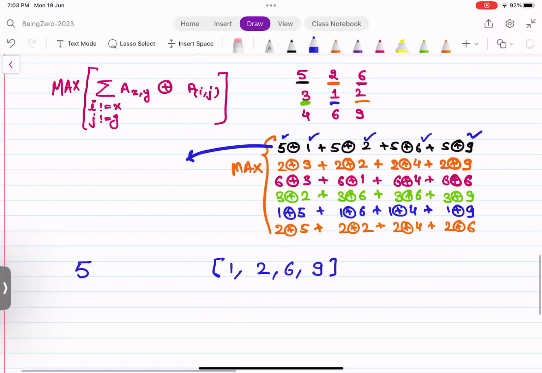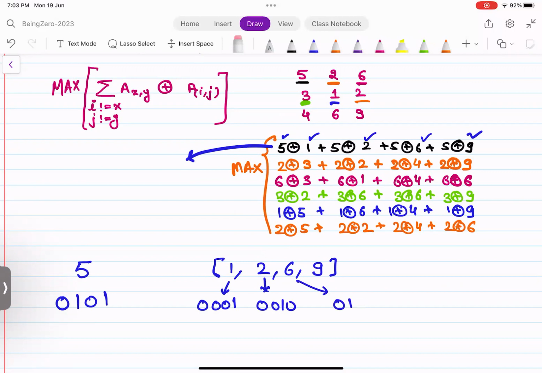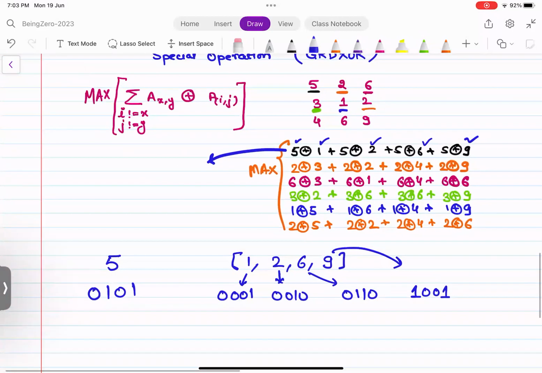Now, what we can do is look at the binary form of 5. 5's binary form is 0101. Is that fair? I've written it as a 4-bit binary number. 1 as a 4-bit binary number will be 0001. 2 will be 0010. 6 will be 0110. And 9 will be 1001. Okay. Now what we actually will try to do is, let's look at the 0th bit of 5.